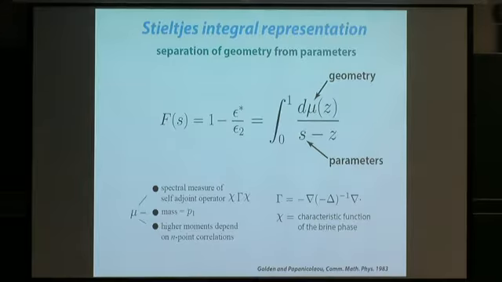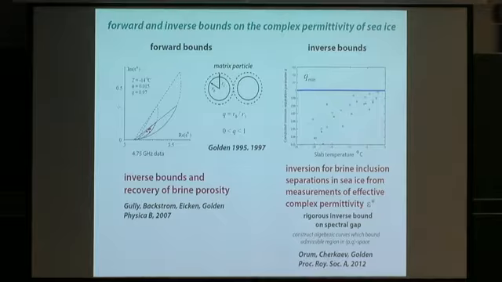So I worked a lot with these integral representations. A lot of earlier work that I was involved in with the Office of Naval Research, developing again rigorous bounds, complex versions of the arithmetic and harmonic mean bounds, the Hashin-Shtrikman bounds, tighter bounds than that, so-called matrix particle bounds. And we didn't derive those originally, but we were applying all this to the context of sea ice.